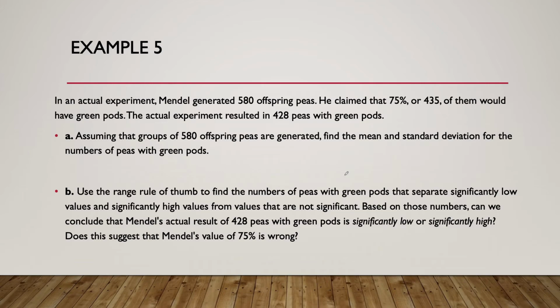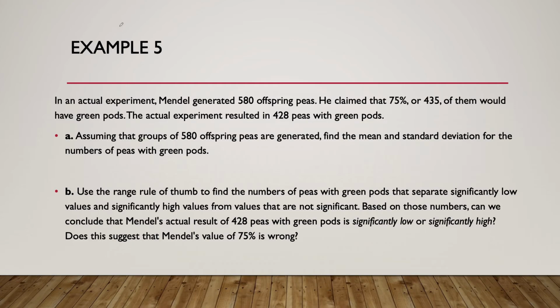And for my next example, in an actual experiment, Mendel generated 580 offspring peas. He claimed that 75%, or 435 of them, would have green pods. The actual experiment resulted in 428 peas with green pods. Assuming that groups of 580 offspring peas are generated, find the mean and standard deviation for the number of peas with green pods.